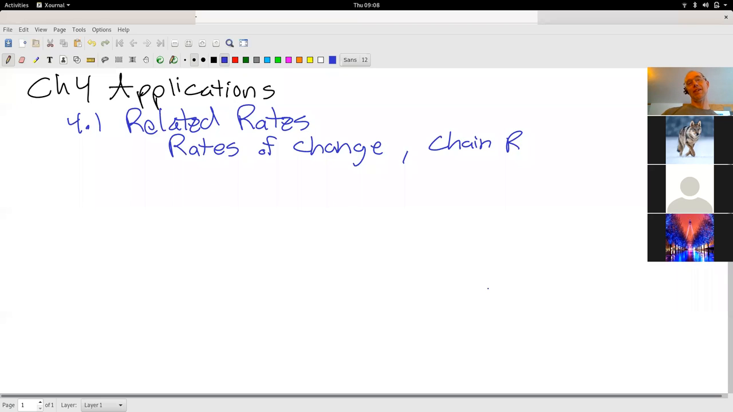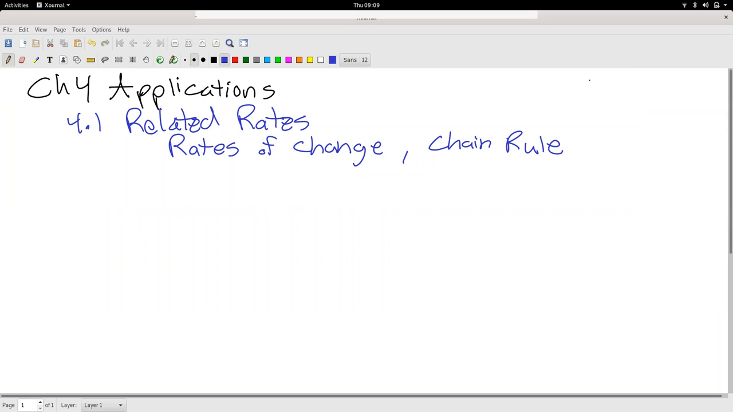All right. Beginning again, chapter 4, applications, related rates, rates of change, chain rule. Here we go. So just a simple example we could start with is just imagine we have this balloon that we need to blow up, and let's pretend the balloon is a perfect sphere. We're going to blow the balloon up using an air compressor, so we have a steady flow of air into the balloon.